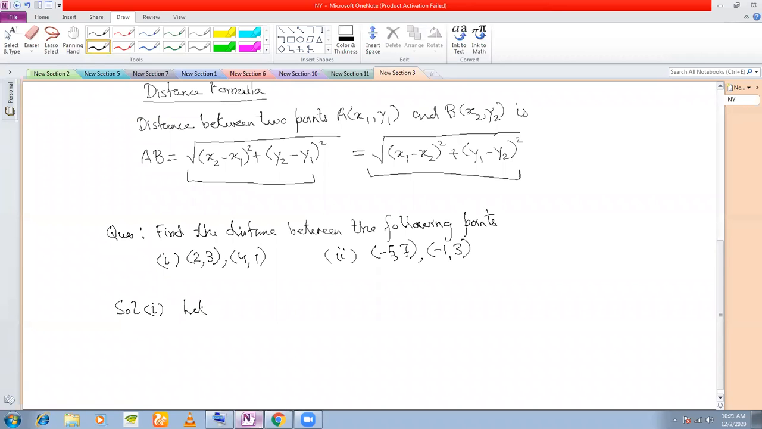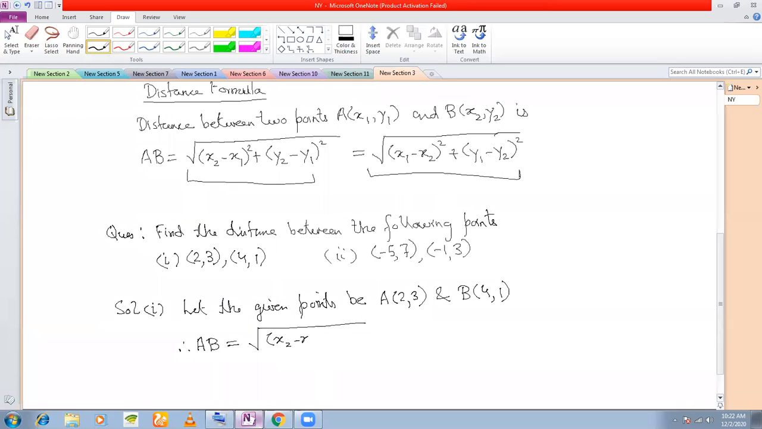Okay. Let the given points be A (2, 3) and B (4, 1). These two are the given points. Okay, so therefore what is the distance AB? We want to find out the distance AB. We know this to be root over of x2 minus x1 whole square plus y2 minus y1 whole square.